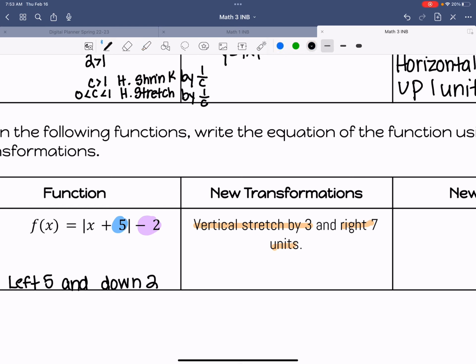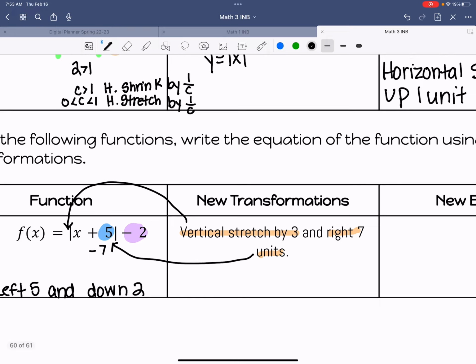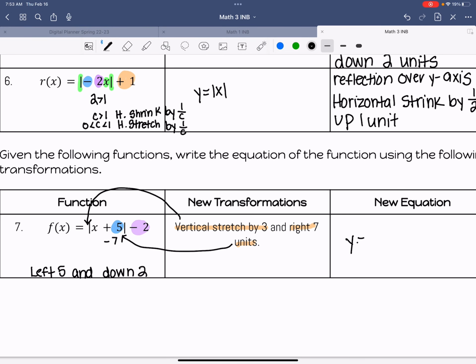So a vertical stretch means we're going to multiply. So if we're going to multiply, that's going to go here by 3. And then if I go to the right, that's going to go here. Now, you've got to remember that when you go to the right, you're actually doing the opposite. So we're going to subtract 3 here. All right, so if I subtract, my new equation is going to be 3 on the outside. And then right here, we have 5 minus 3 is going to turn into minus 2. And then that minus 2 at the back going down didn't get affected. So you apply the transformations to the new equation.